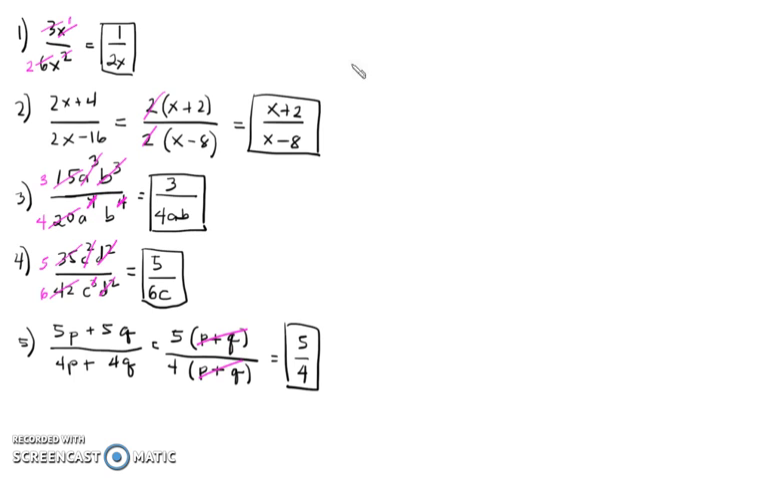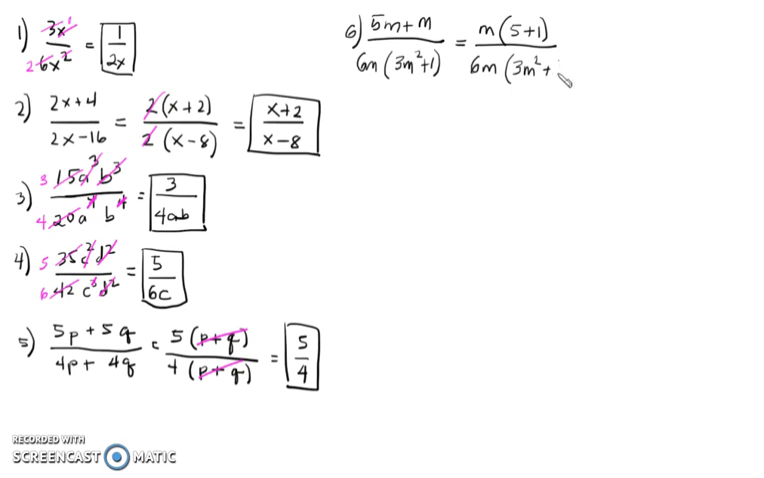Okay, so let's continue with number 6. I have here (5m plus m) all over (6m multiplied by 3m squared plus 1). Again, what we need to do is to factor out the common term. The common term is m, so factor out m. So we have 5 plus 1 all over, just simply copy, 6m times (3m squared plus 1).